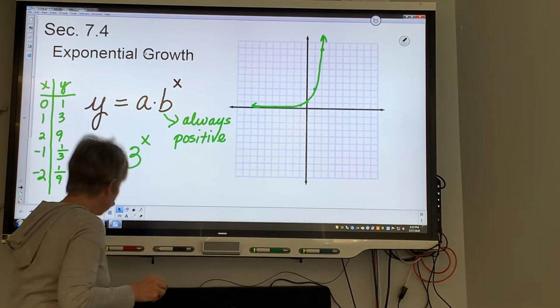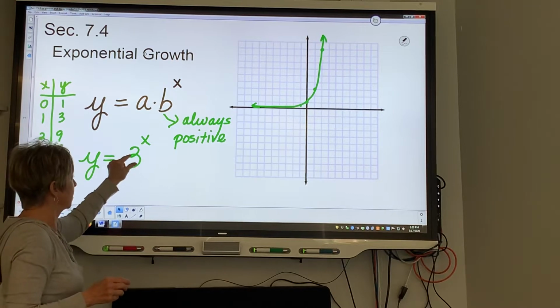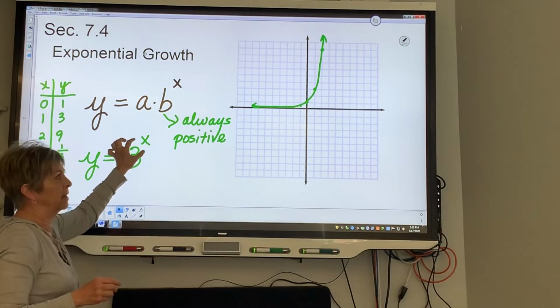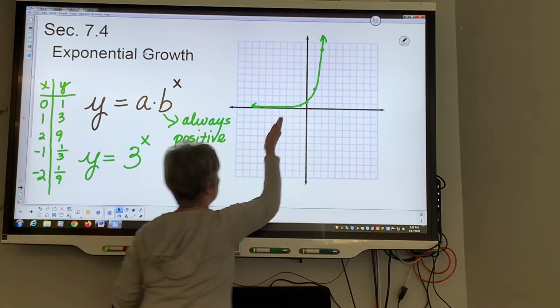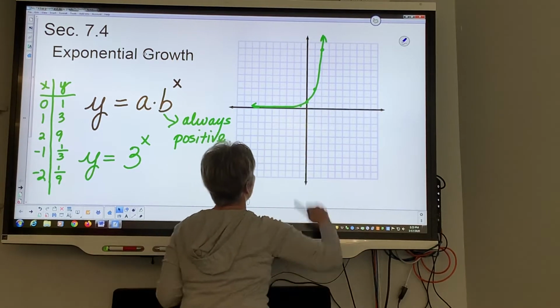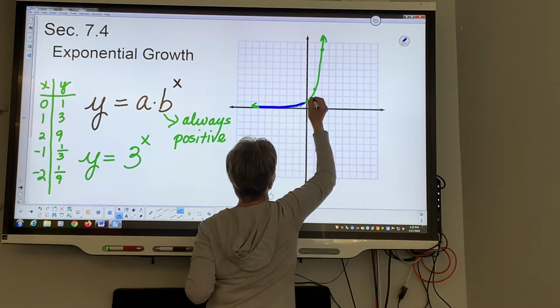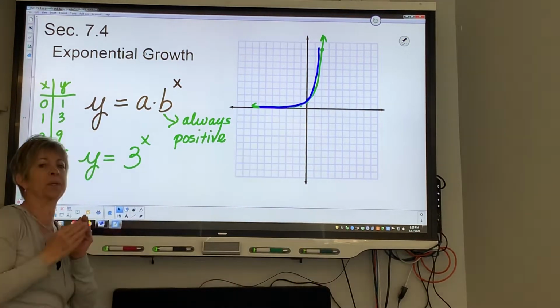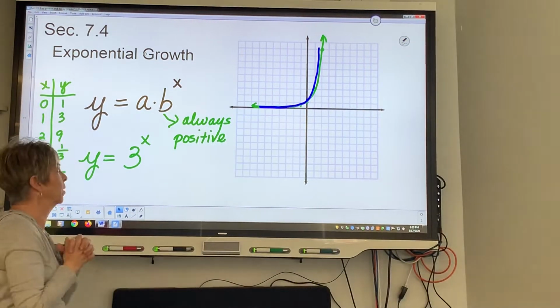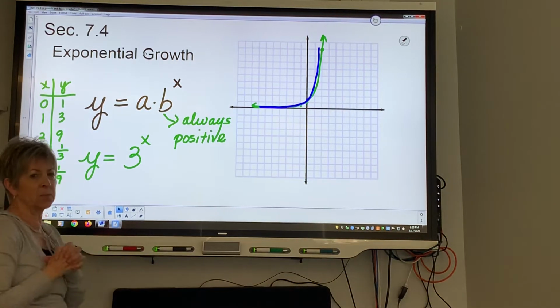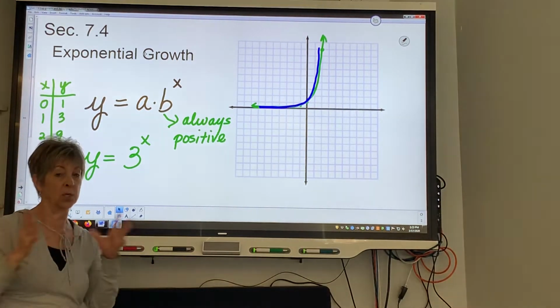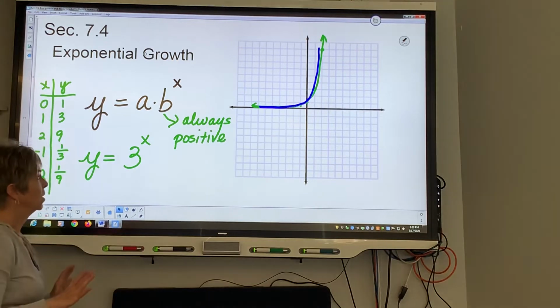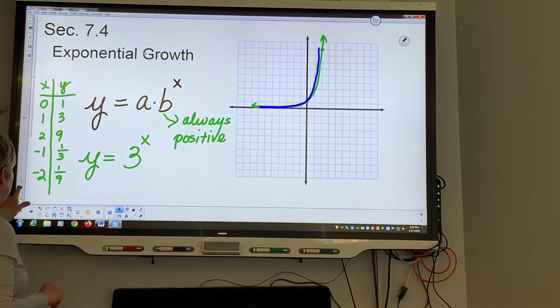And as this base changes, if it was 4 to the x, that would just shoot up a little bit higher, faster, like this. And then 5 to the x would be even a little bit steeper, etc. So that's what an exponential growth function looks like. And you did a whole sheet of those already, so I think we're pretty good on that.